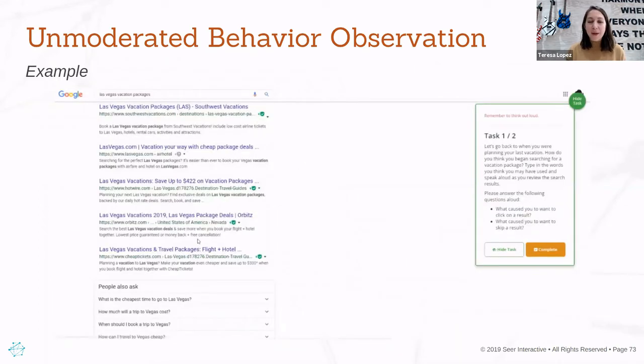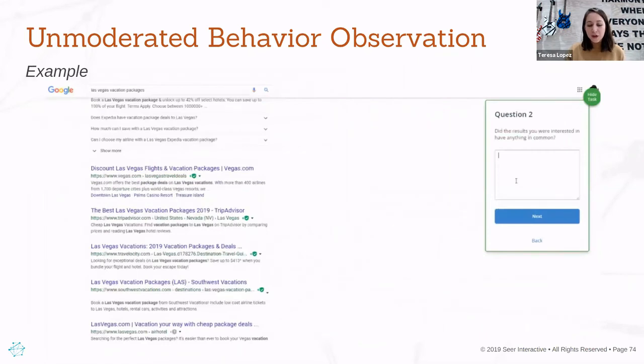So like I said, the example that we used before for travel packages was part of the unmoderated research. Here's the example for Las Vegas, and you can see on the right-hand side, there are different tasks that we ask people to complete, and we can also ask questions about what people are looking at. In this case, do any of the results that you were looking at have anything in common? They're able to answer these questions as well.